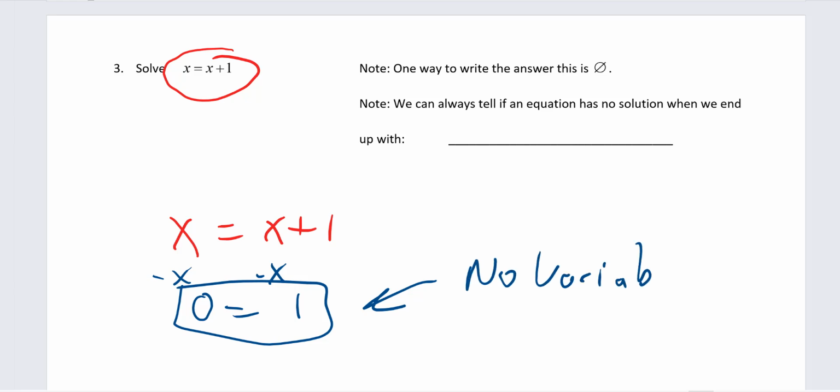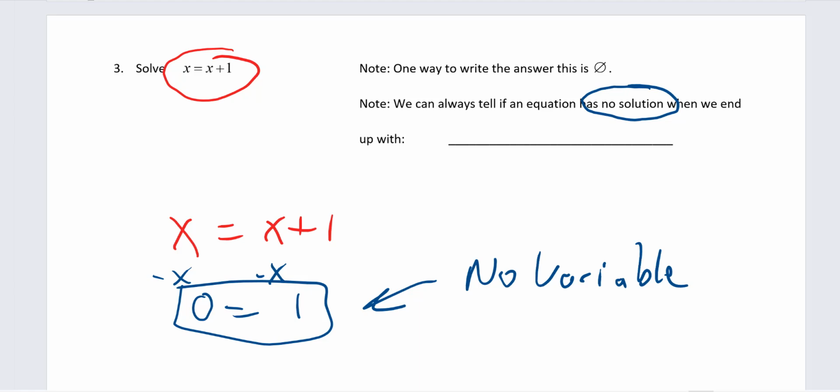If you ever get down to the point where there's no variable in the equation, you have to ask yourself first, is the equation true or false? Well, clearly, 1 is not equal to 0. So if you're solving an equation and you end up with a false statement, that means the answer is there is no solution.